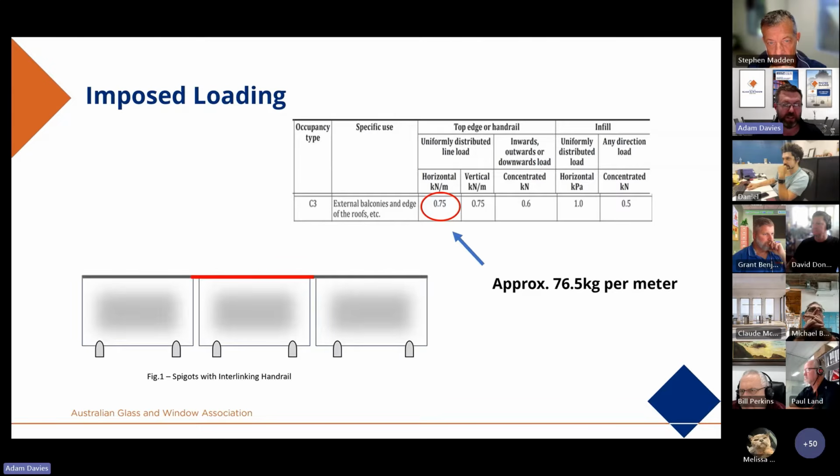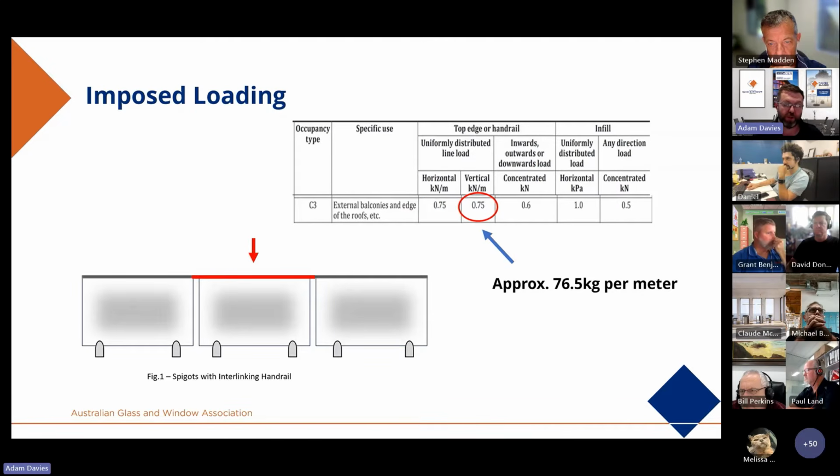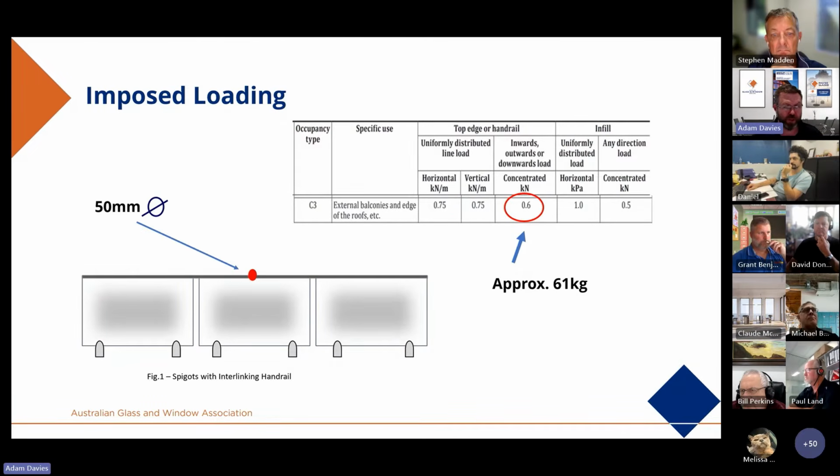We look at the next load. In the case of C3, the vertical uniformly distributed line load is identical. It does vary in some of the occupancy types, but in this case it is the same. And this is again about 76.5 kilograms applied downward to the barrier system. So that's people leaning over the barrier that could be applying a force. We move to the third load that applies to the top edge of the handrail.